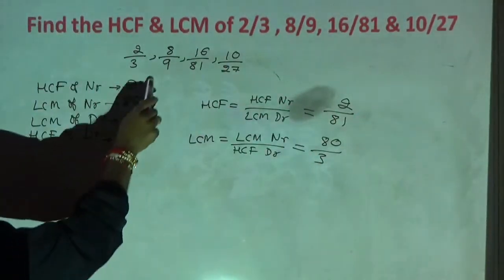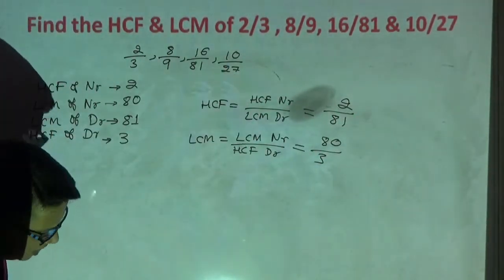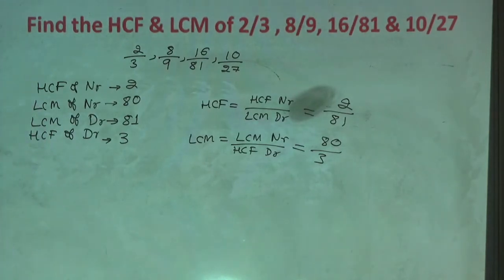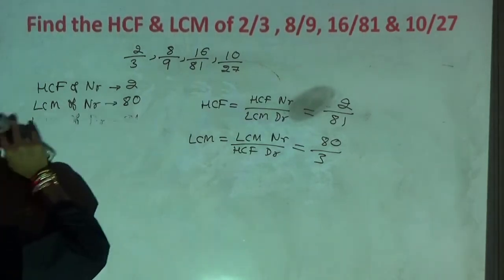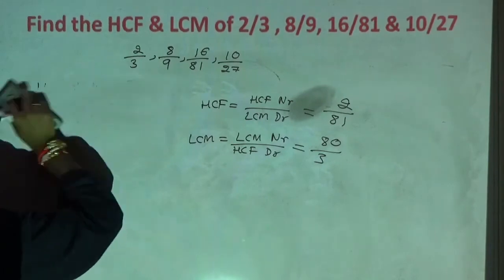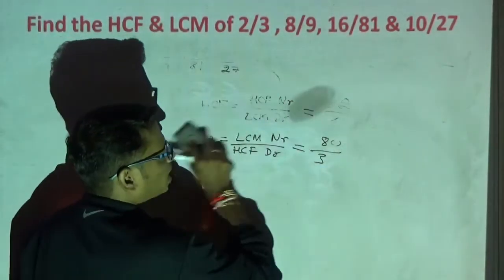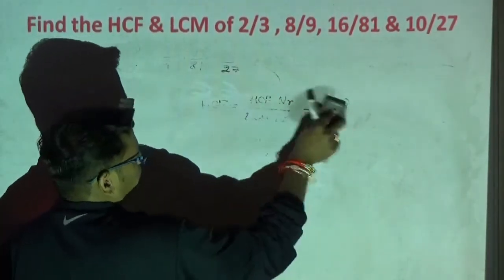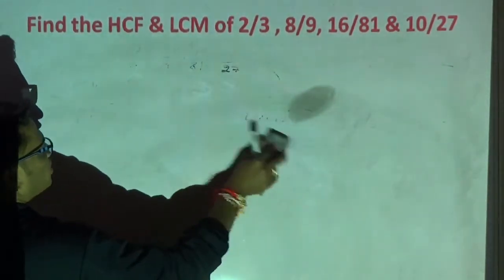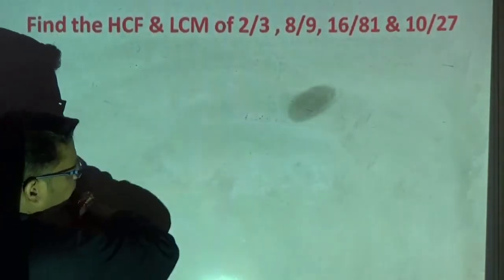So that's why I found these values first, and then later I substituted them. Hope you understood. So that's it. I will go for the next question now. So I hope you came to know how to find the HCF and LCM of fractions.